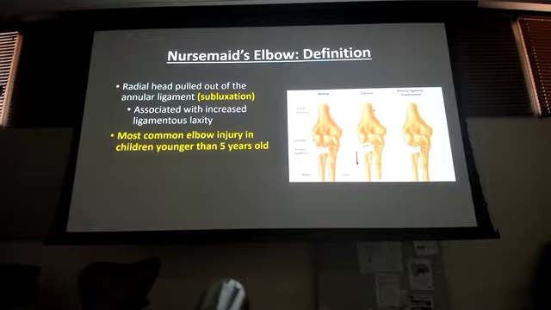It's associated with increased ligamentous laxity. What does that mean? The patient has increased ligamentous laxity. Are kids loosey-goosey just as a rule? Yeah, most kids are. So that's why you see this in certain populations of pediatrics, the most common. But if they already have increased ligamentous laxity due to other concerns, Ehlers-Danlos, whatever, then they can be more predisposed to this as well. That's all that's saying, not as important to focus on.